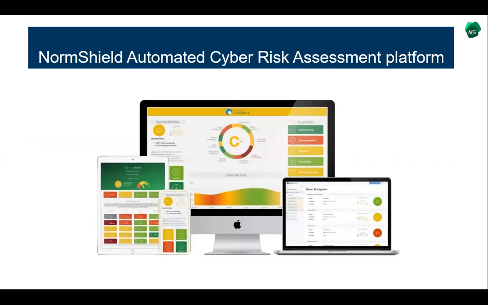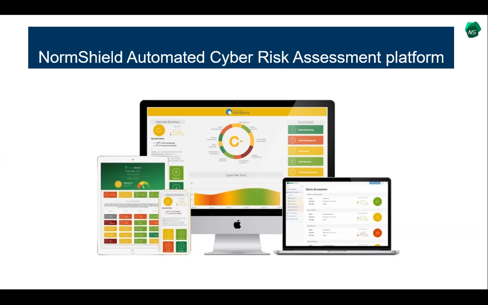So we're going to walk you through a platform today called NormShield. It's not intended to be an out-and-out sales demonstration, but it is a great illustration of how you can use an automation platform to look at the mass assessment of cyber risk across a whole ecosystem of third parties, not just the super critical ones, but also all and any ones.